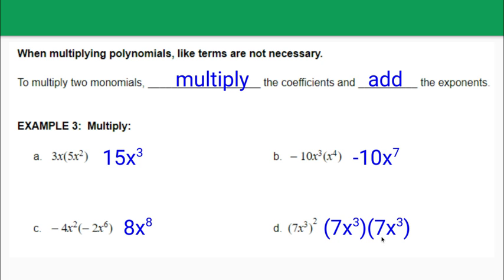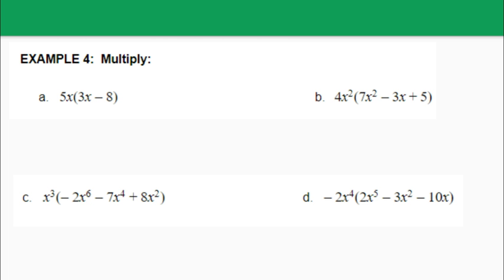Now, this problem looks like all the rest that we just did. So it's really 7 times 7, which is 49, and x cubed times x cubed is x to the 6th power. Okay, so these are not too bad. As long as you take your time and are careful with the steps, you should be just as accurate. All right, here's our last group to try. Really pause the video, see how well you can do from beginning to end, and then replay the video when you're ready to check your answers.